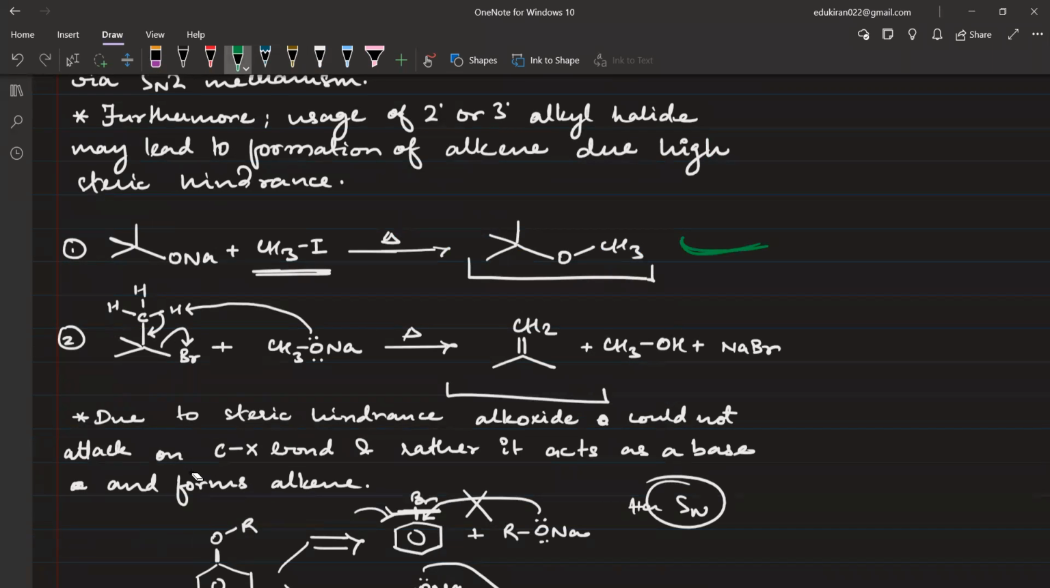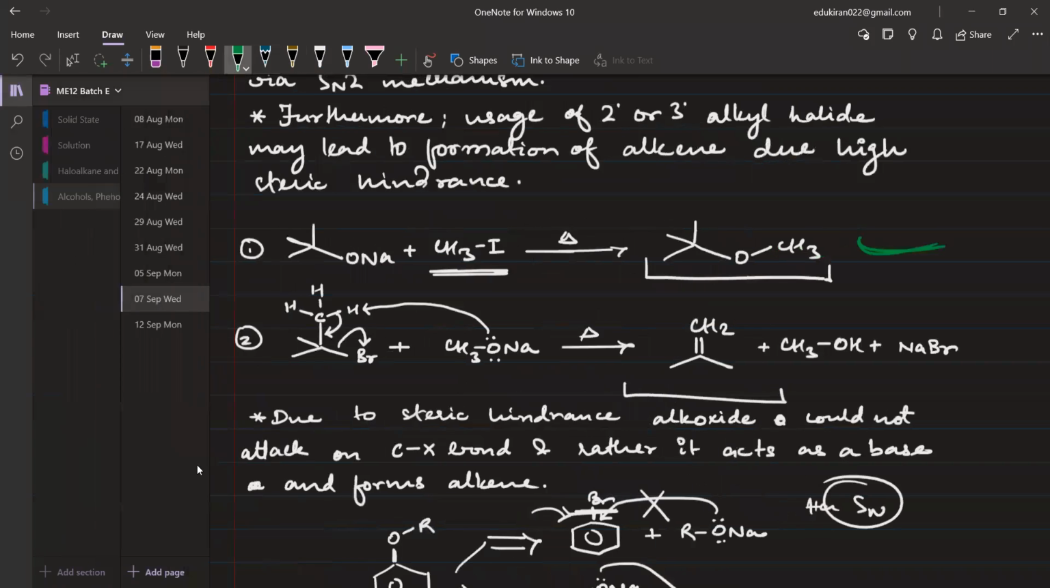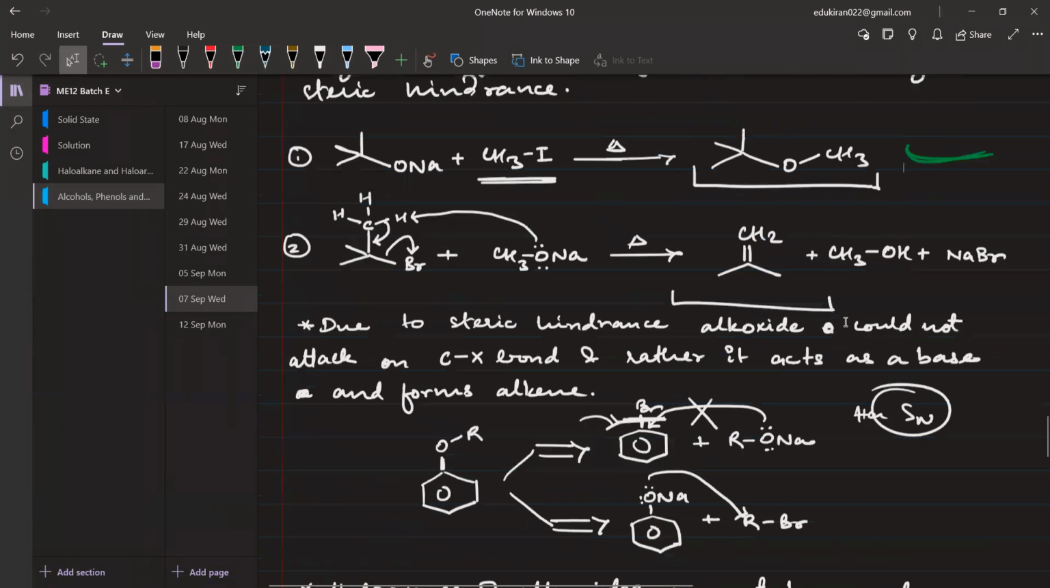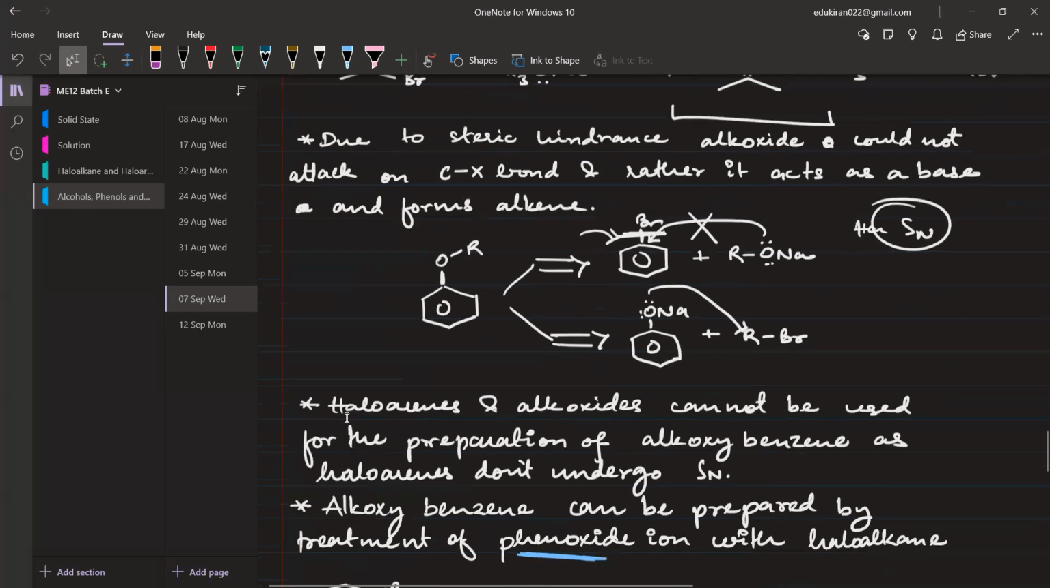Okay, same question as last class. We have also written many points here. Furthermore, with a 2 degree halide, due to steric hindrance, the alkoxide ion cannot attack the C-X bond, rather it attacks as a base and forms an alkene. And if I take the other way around, similarly, I have said about haloarenes and alkoxide cannot be used. Alkoxybenzene can be prepared by treatment of phenoxide ion with haloalkane.